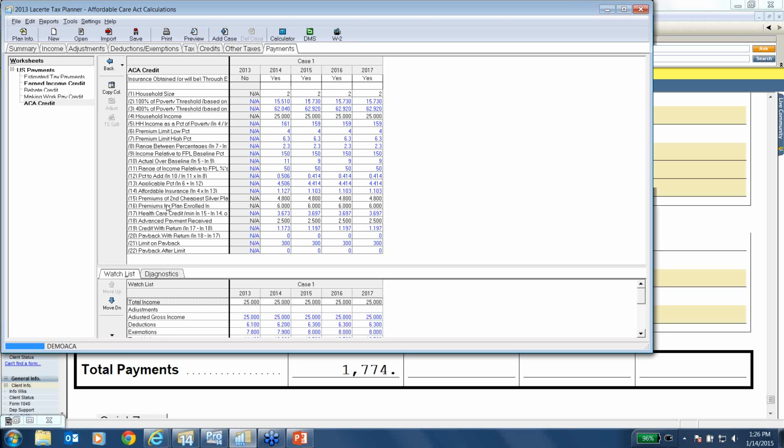the figures. Need to punch in the premiums of the second cheapest silver plan, premiums for the plan enrolled in, and any advances in order for us to figure out the extra credit that they'll receive or what they need to pay back. And it has the limitations on the payback.